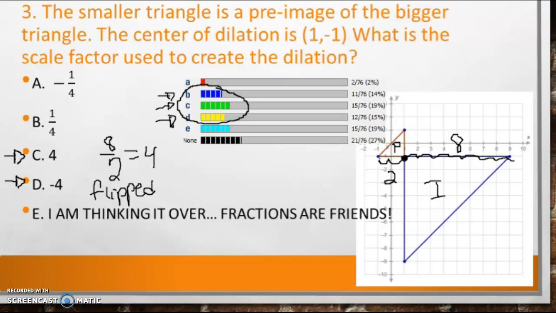I think it's D because I heard in the video that if the triangles were facing each other, they would be negative. If they were not facing each other, they would be positive. That's what I think, and that's why.